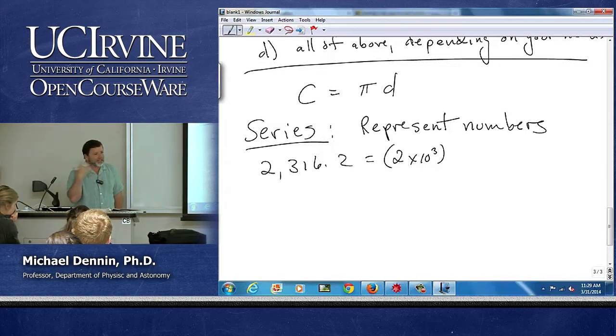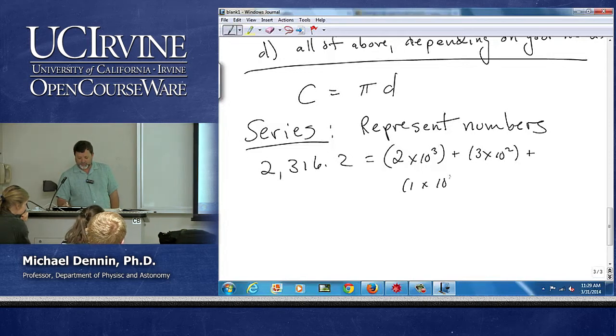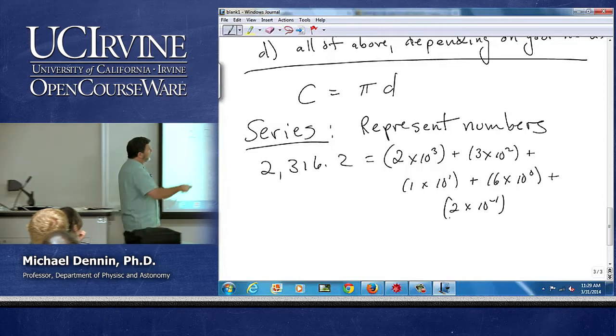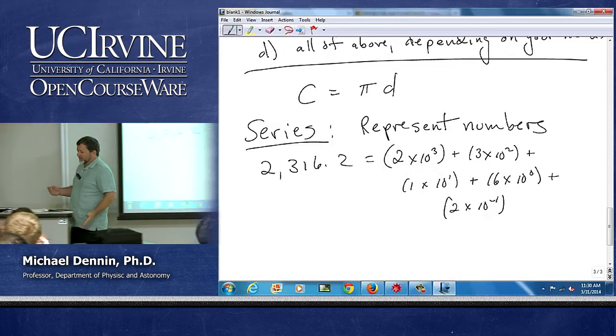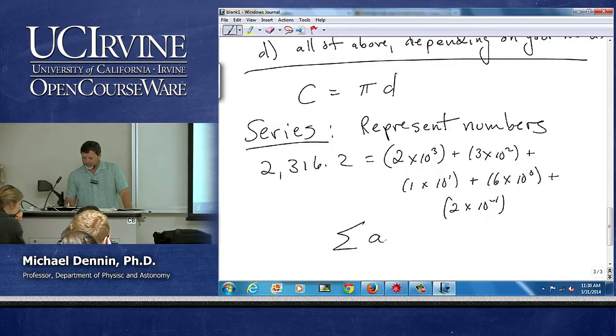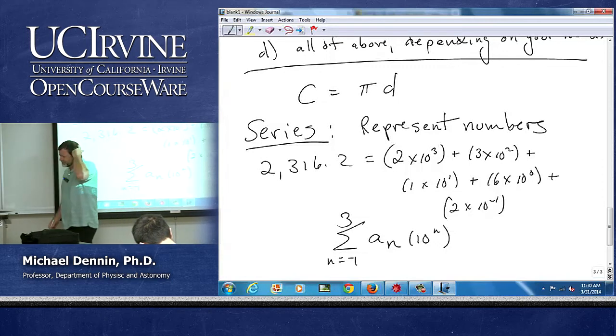This is an interactive exercise. Plus 3 times 10 squared plus 1 times 10 to the 1 plus 6 times 10 to the 0 plus 2 times 10 to the -1. Perfect. Notice what I've just done is a series expansion in powers of 10. In principle, I could write this using series notation, as the sum of a_n 10 to the n from n equals -1 to 3, where the a_n's are the coefficients out in front.